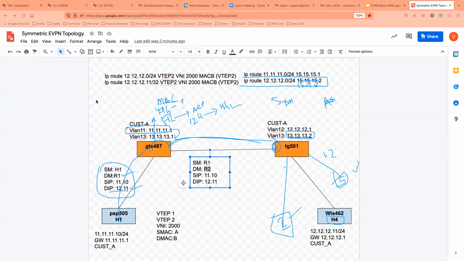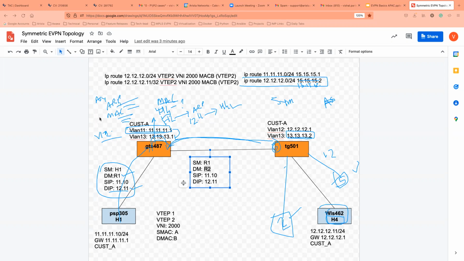However, if you remember, in asymmetric IRB, where you have VLAN 11 and VLAN 12 both present, on this VTEP VLAN 12 SVI is present, so you need to learn ARP and MAC address for your end host. You need ARP for H2, H4, H5, everyone, because you are routing to that VLAN 12 and then you have to bridge it. So you need to know the ARP and MAC to send that packet out.